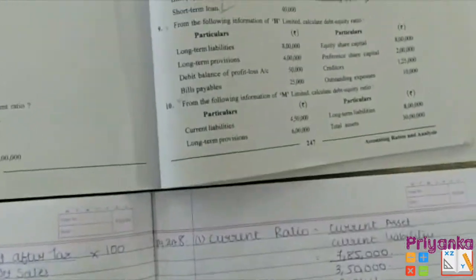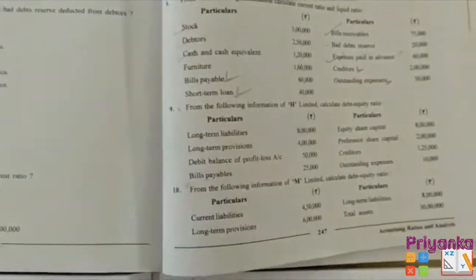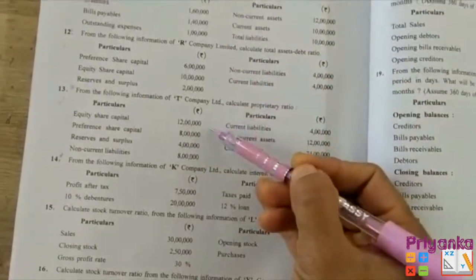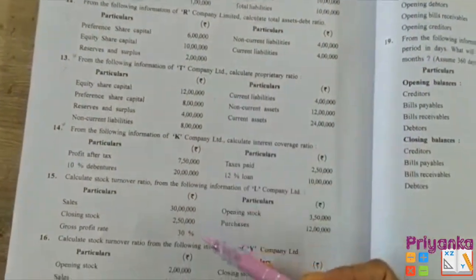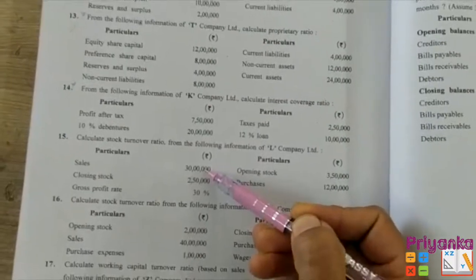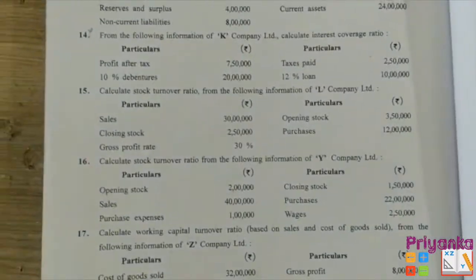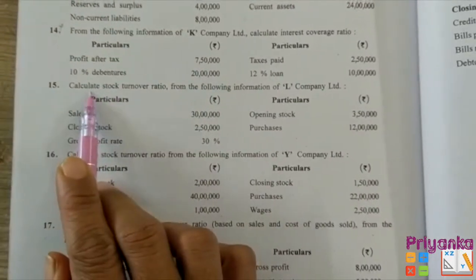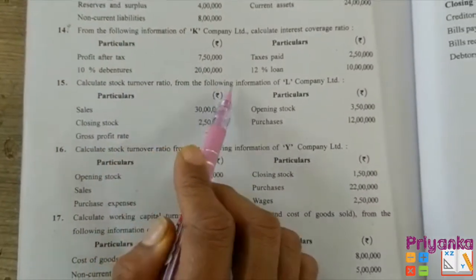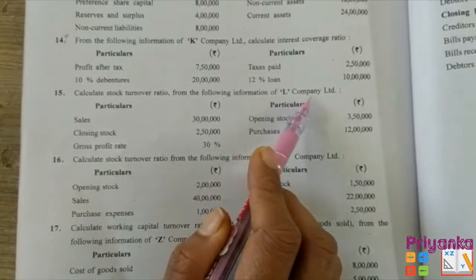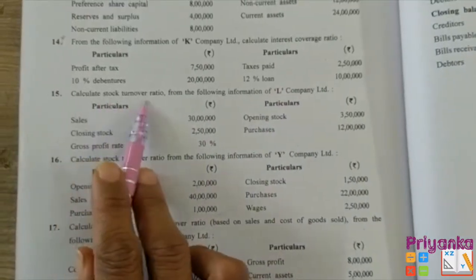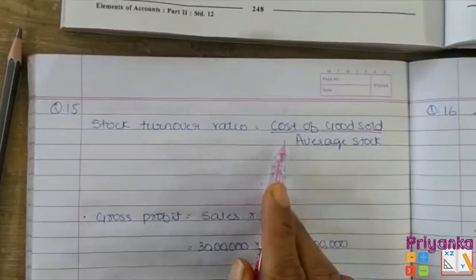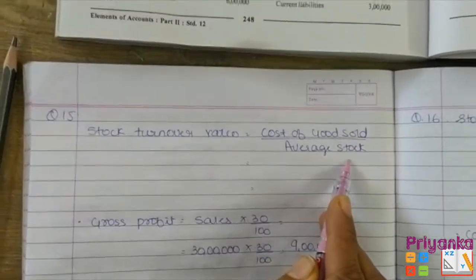Moving to the next question, that is the 9th, but 9, 10, 11, 12 and 13 have been removed. Even the 14. Directly we'll move to question number 15, removed from your syllabus. So taking question number 15, calculate stock turnover ratio from the following information of L Company Limited. Now for the stock turnover ratio, here is the formula: cost of goods sold divided by average stock.